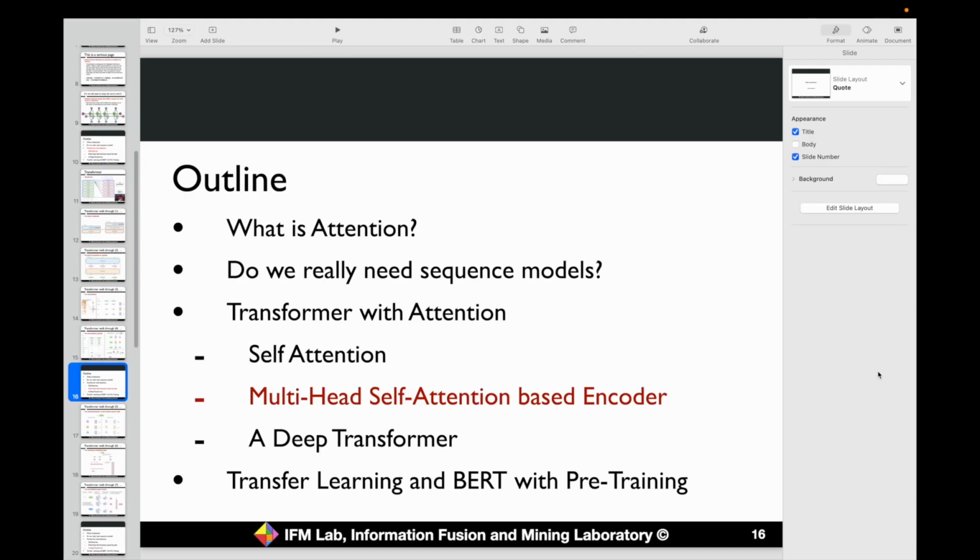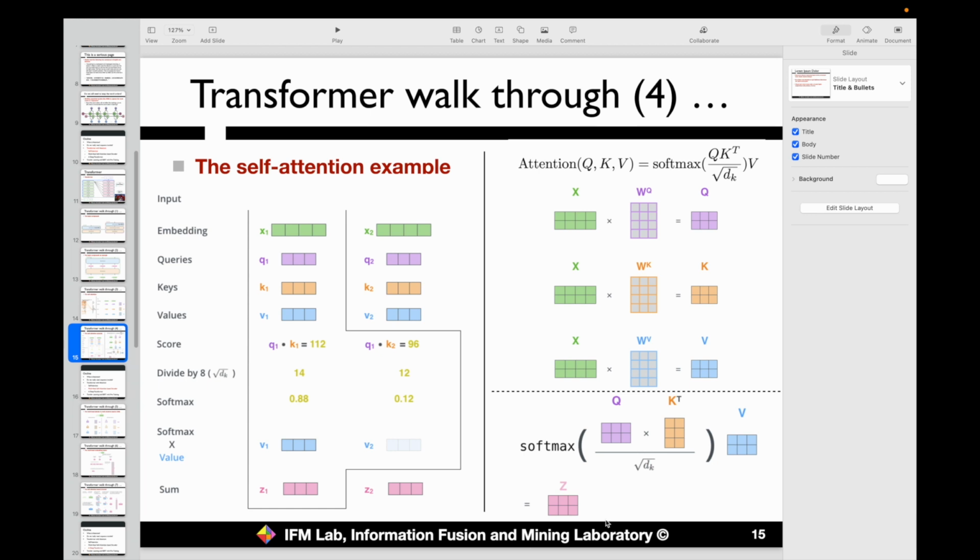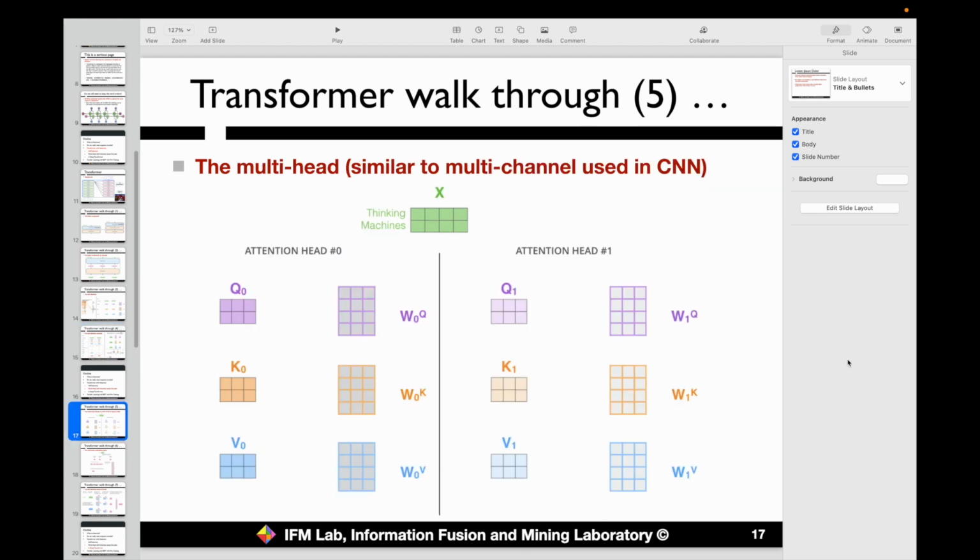Okay, so let's come to how to use this self-attention to define an encoder. We mentioned before already how to define this z, these embedding vectors based on the input x, right? Actually, in the applications, we can also have multiple heads or multiple copies of this kind of mechanism. We name this one the multi-head attention mechanism. It is very similar to the multi-channel used in the CNN. So in the CNN, we mentioned that we can have multiple channels, right?